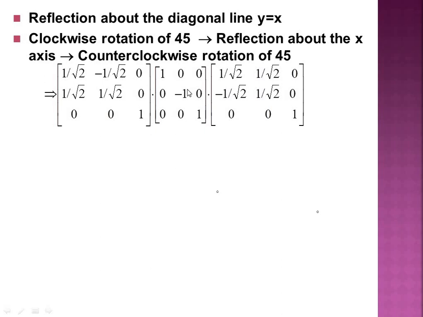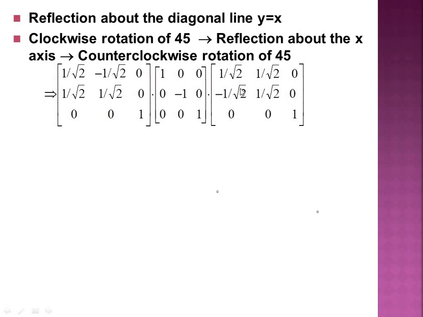Now, this is the matrix of reflection about the x-axis. We have directly put this matrix here. Then the third step is to perform counterclockwise rotation by angle 45 degrees. In this case the angle is taken as positive. Whenever we perform anti-clockwise rotation, the angle is taken as positive, and whenever we perform clockwise rotation, the angle is taken as negative. So cos 45, minus sin 45, sin 45 and cos 45. All these values are substituted, and in this way we have this arrangement of matrices.